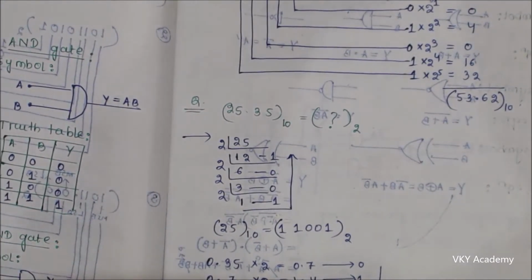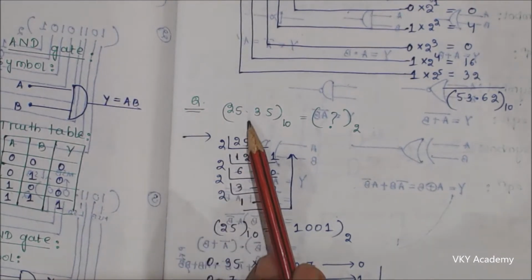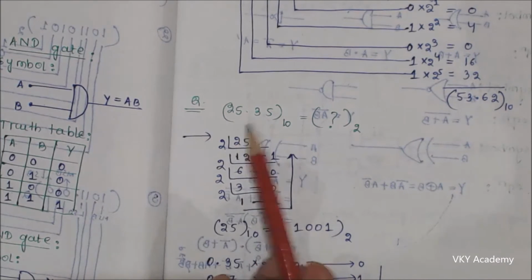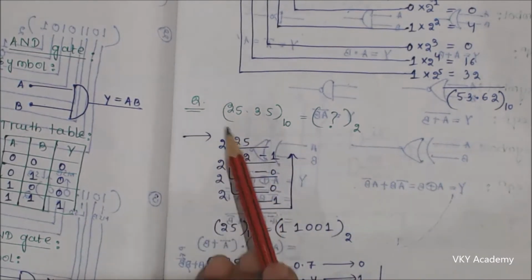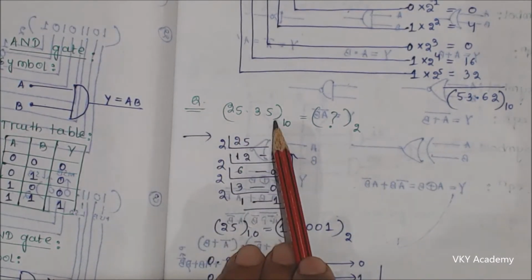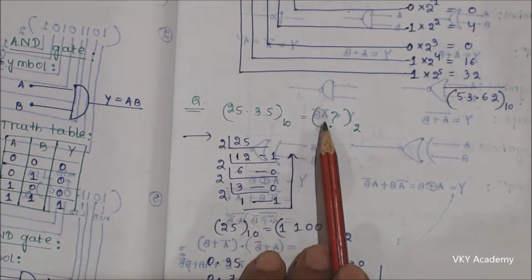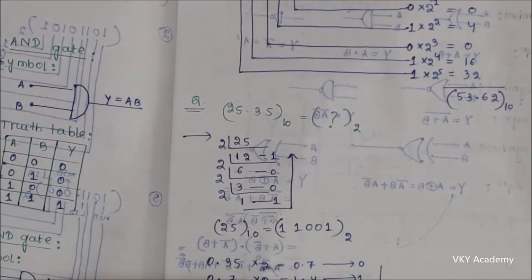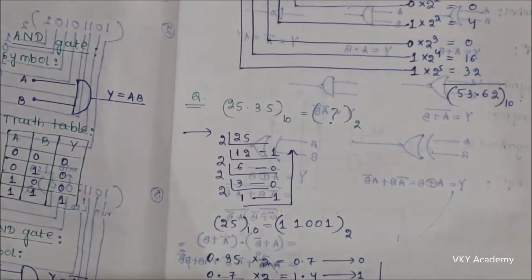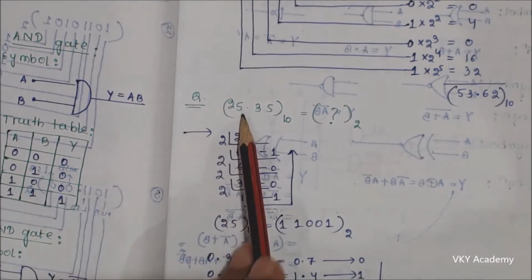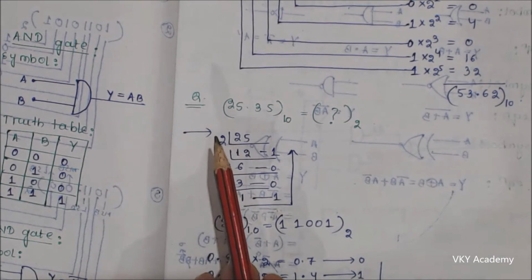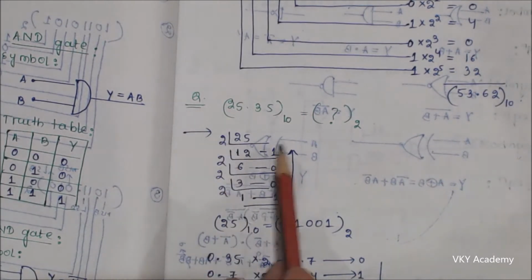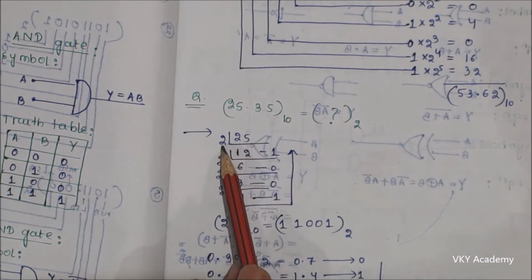Now let us convert a decimal number into a binary number. Let us calculate a decimal number into its binary equivalent. So the number is 25.35, which is in decimal. I need to convert this decimal into binary. So as we discussed already, for the whole number part, I have to keep on dividing it by the value 2. So let us divide the whole number part 25 by 2.